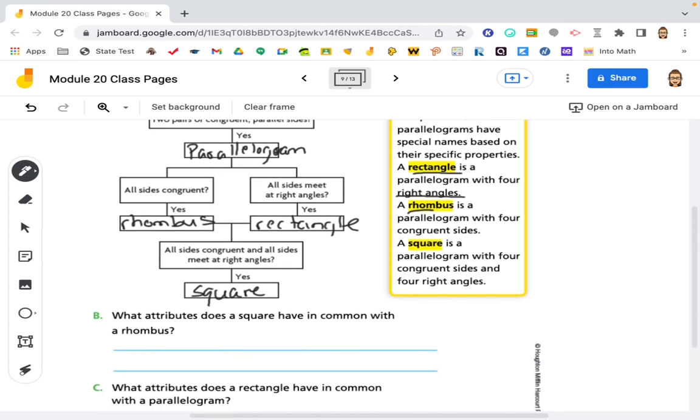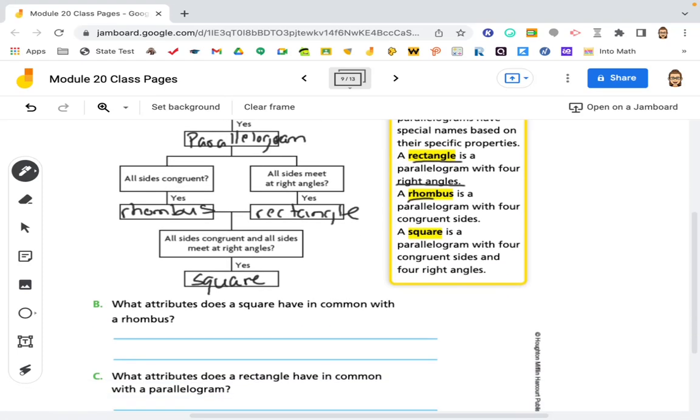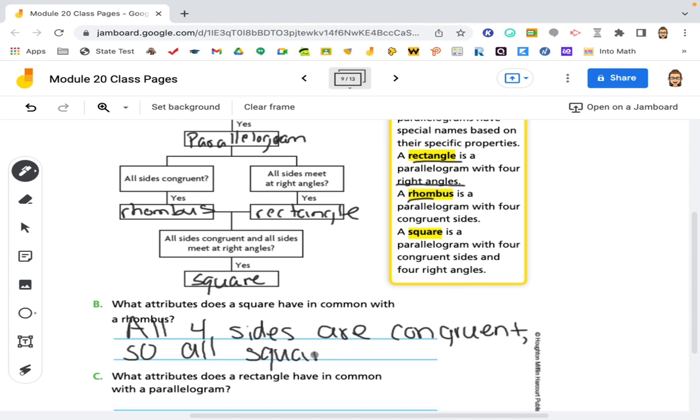So it says, what attributes does a square have in common with a rhombus? Well, it has that all 4 sides are congruent. So all 4 sides are congruent. So all squares are rhombuses.